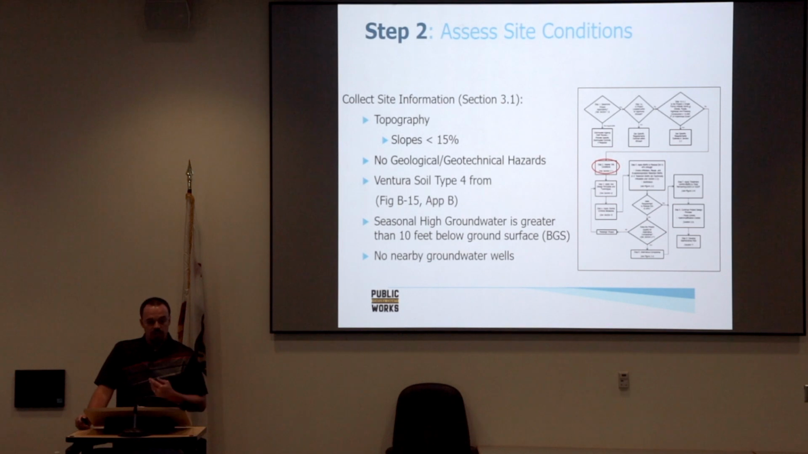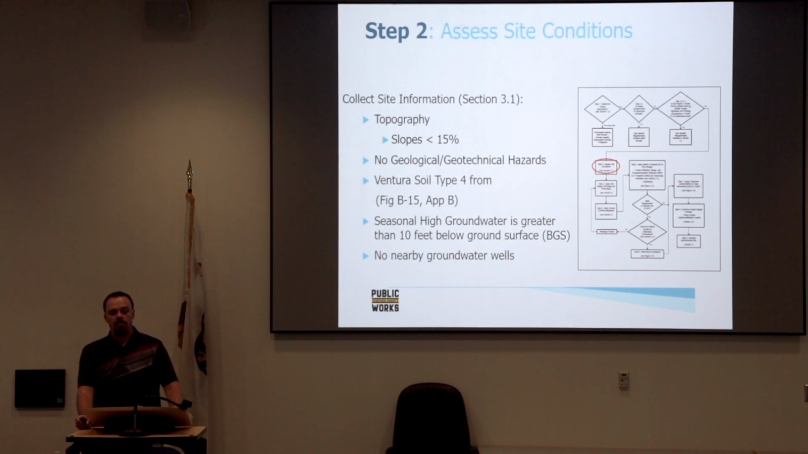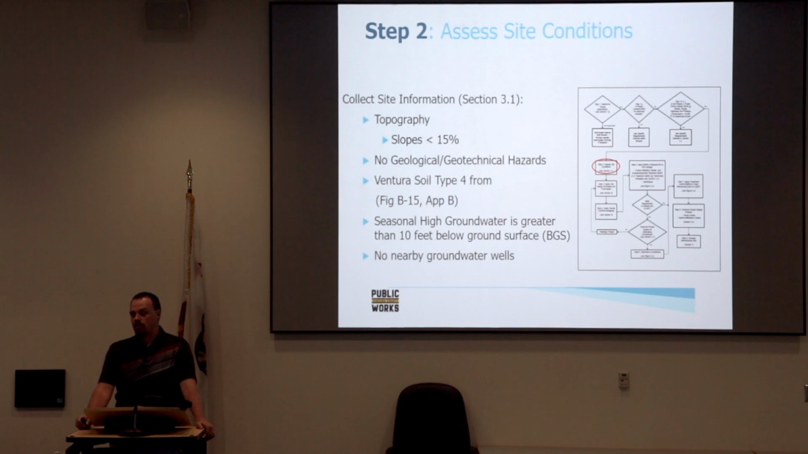Step 2 is just collecting site information, and I put all the reference sections within the technical guidance manual here. So it's section 3.1. For this specific site, we have less than 15% slopes. We did our research on geotech, and there's no geotechnical hazards. Ventura soil type should be number 4, so it should be good for infiltration. And the seasonal high groundwater is greater than 10 feet as calculated, so we know that we should be able to meet our 5-foot separation from groundwater for any infiltration device. And there's no setback requirements because there's no groundwater wells nearby the site.